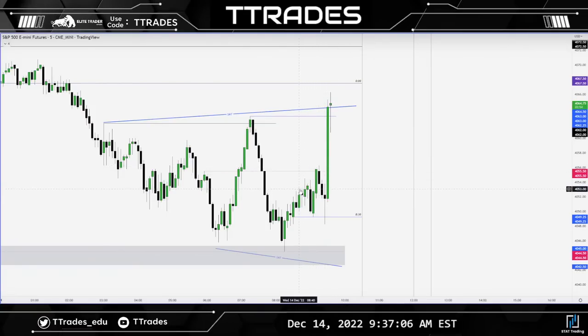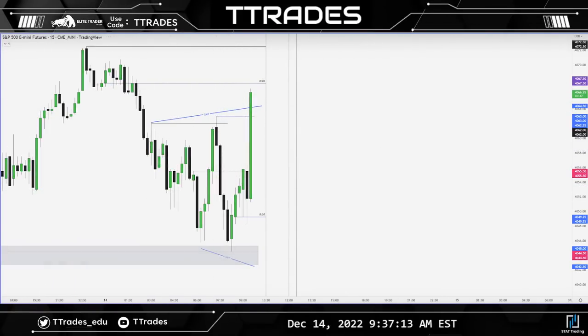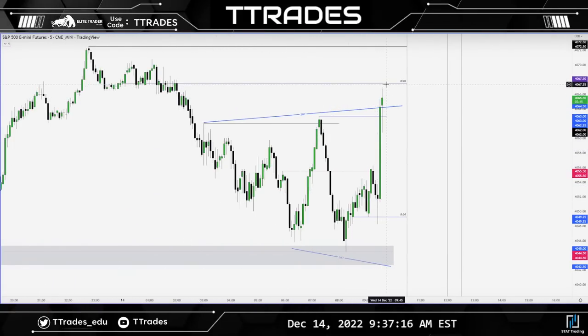Yeah, this would be a market structure shift or a market structure break, right? Like a 15 minute, we're reaching higher. I drew out midnight because we're likely to reach into that area.